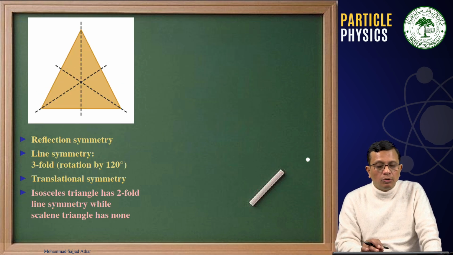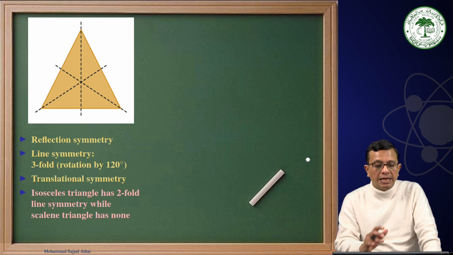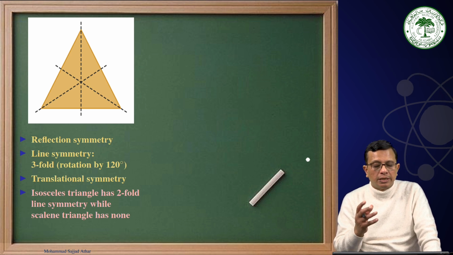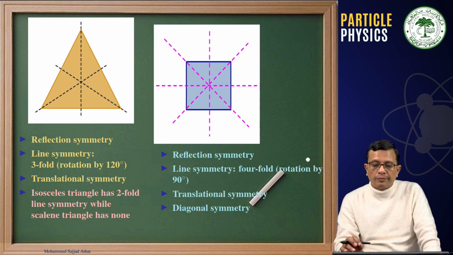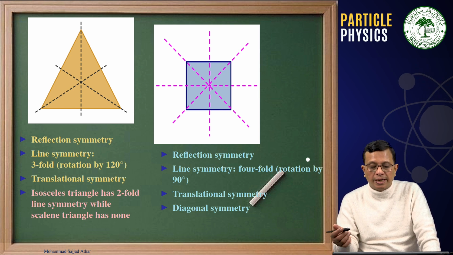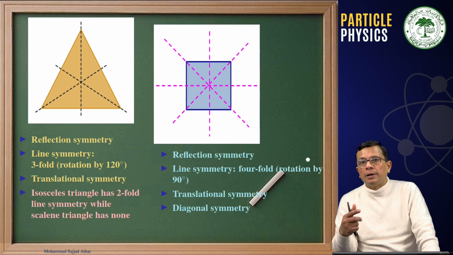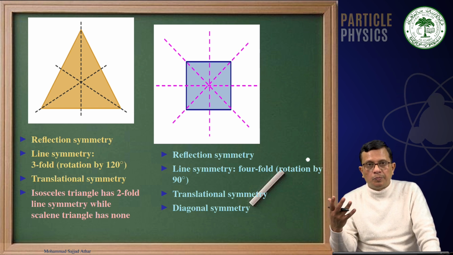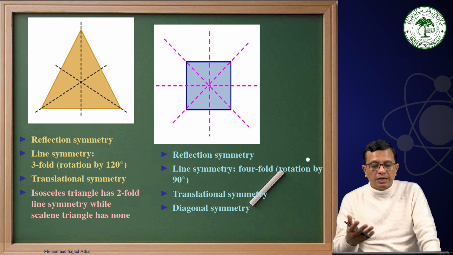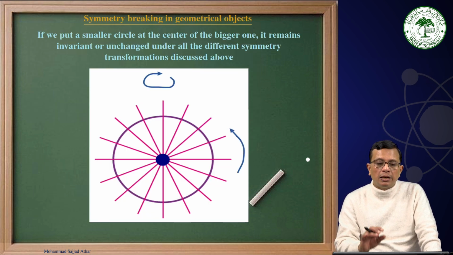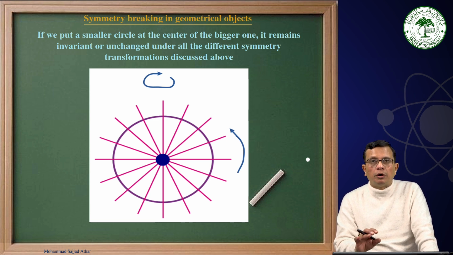If we talk about the equilateral triangle, we have reflection symmetry, we have line symmetry, and rotation by 120 degrees leaves the object invariant; we won't be able to distinguish it. Then we have translational symmetry, and an isosceles triangle has two-fold line symmetry while a scalene triangle has none. Then the square which we have talked about has reflection symmetry, line symmetry which is fourfold, rotation by 90 degrees, translational symmetry as well as the diagonal symmetry. Therefore, you can see that an object can have various symmetries, or it can be invariant under reflection, under translation and rotation, etc. Now let us talk about symmetry breaking in geometrical objects.